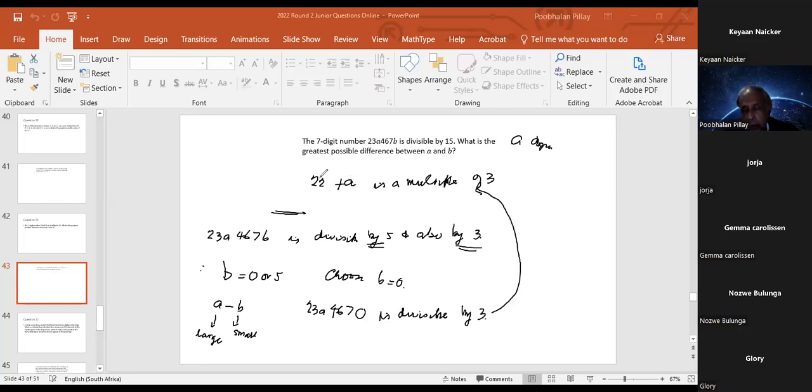You can choose 2. 22 plus 2 is 24. Okay, A equals 2 is possible. But you can make that better. If you choose 5, 22 plus 5, that's also a multiple of 3. But if you go on, you can come to 8. 22 plus 8 is a multiple of 3. So that's as large as you can get. So therefore, A is equal to 8. And we already know that B is equal to 0. So the largest difference, that's the question, the largest difference is 8 minus 0, which is 8.